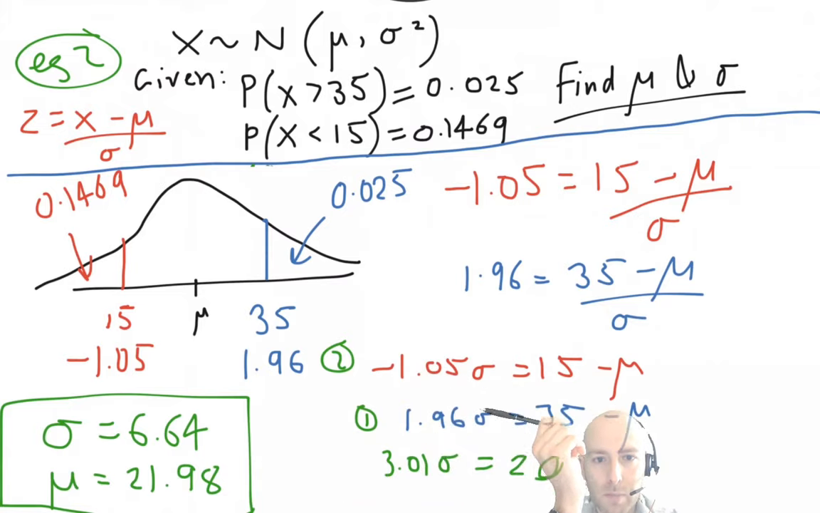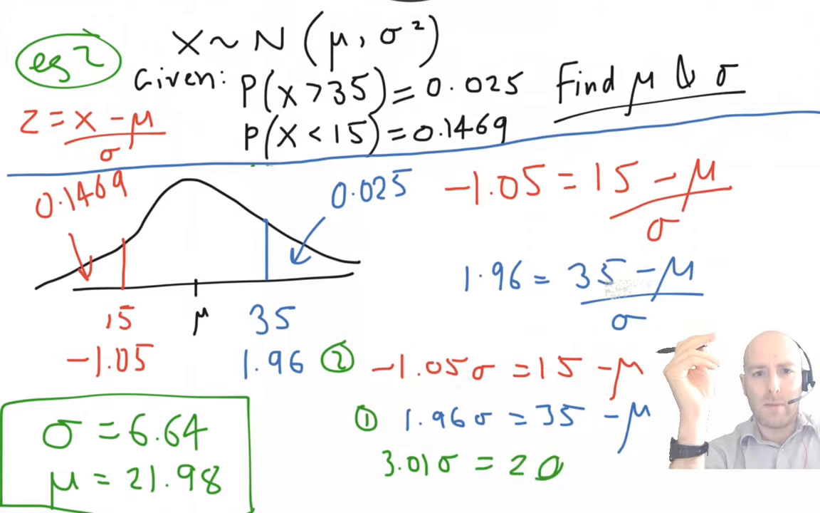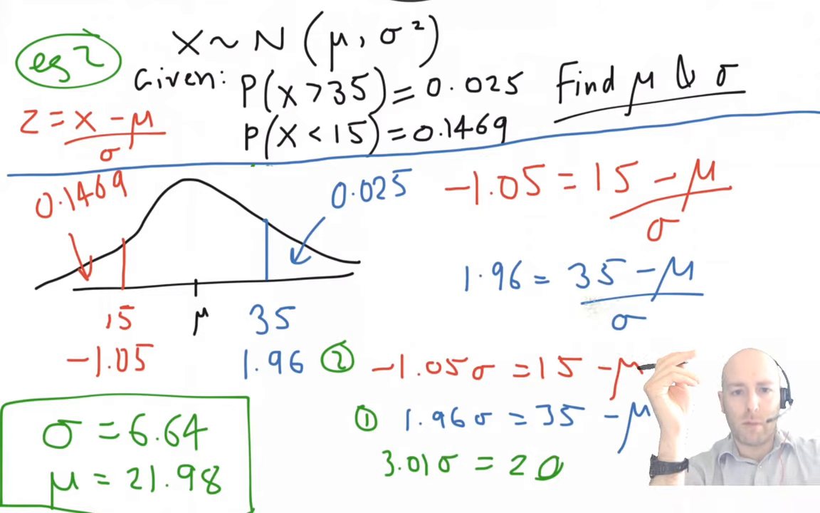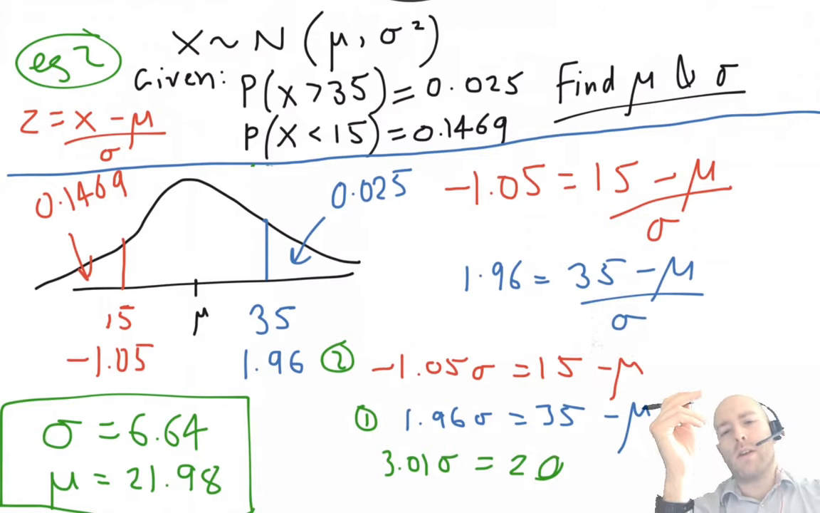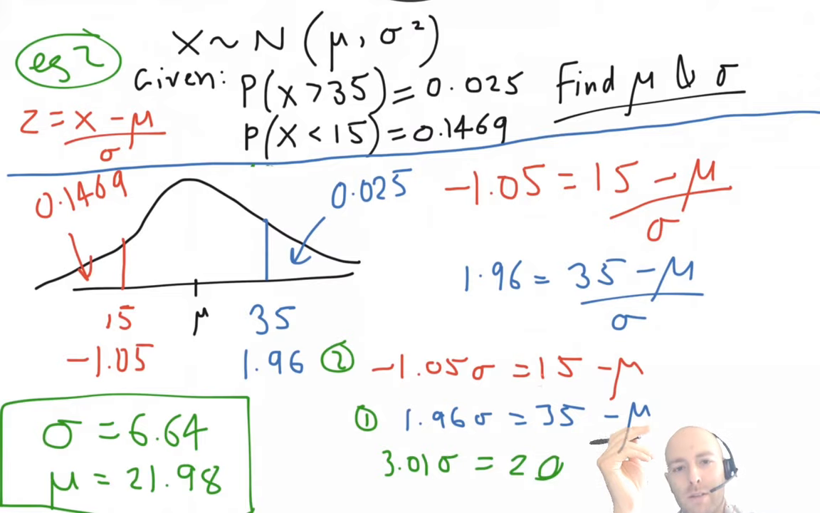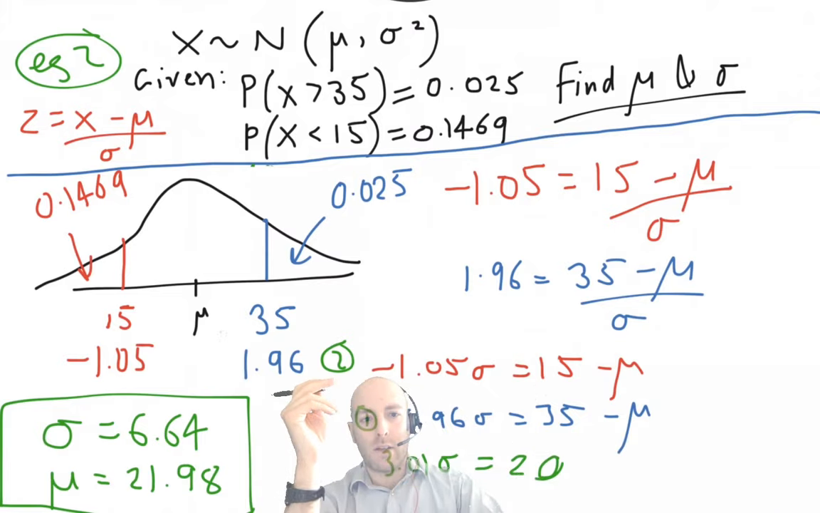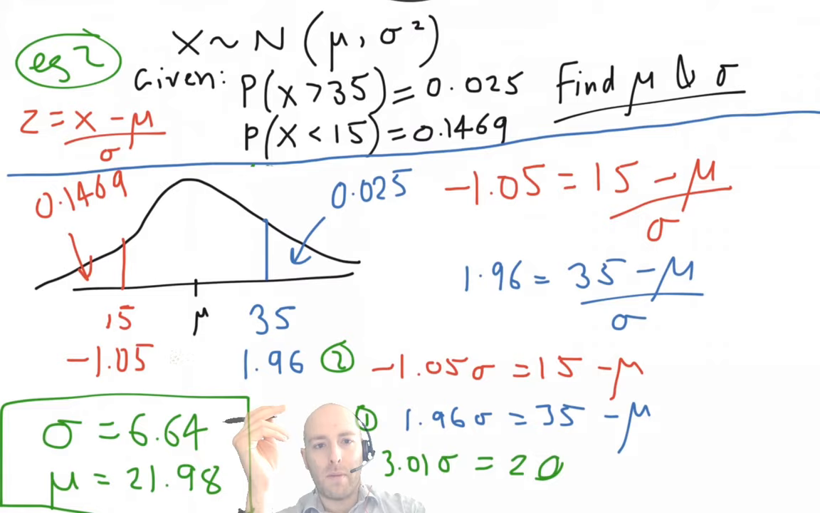And if I put 6.64 back into here, let me just check this. I think it's right though. 1.96 times 6.64, and then do 35 take answer, and I get 21.98. So yeah, those are right. Does that make sense to everybody? So I subtracted this blue one from the red one, did blue take red, got green, solved green, put that back into one of these, and got mu.